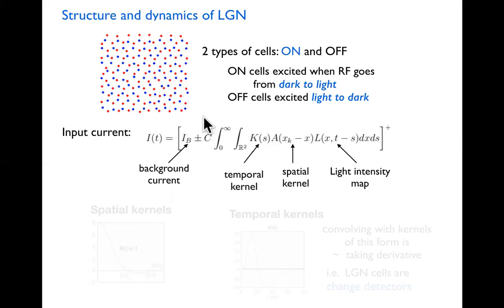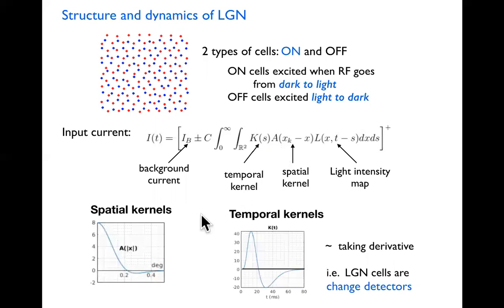LGN here has these two types of cells, and the input current we borrowed from earlier modeling. It receives a background current, and then there's a light intensity map: at location x at time t, what is the luminance? You convolve that with a spatial kernel and a temporal kernel, and then you take the positive part, and that's the current that it gets.